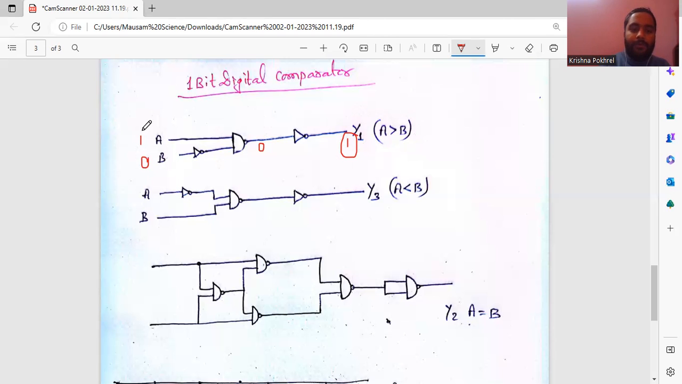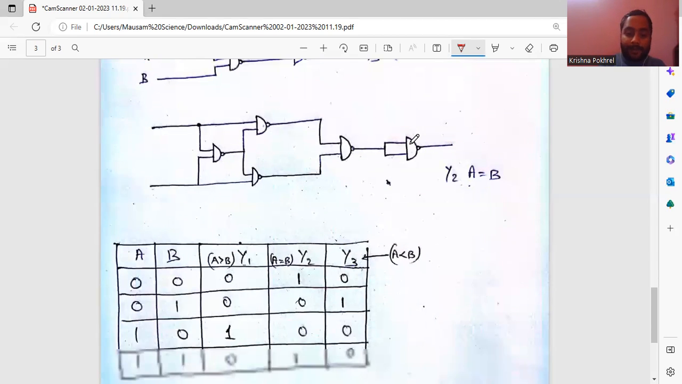I don't want to go through all the other terms. One thing I want to try here: out of the four combinations 00, 01, 10, 11, let us give A and B both equal to 1. That means 1 coming here and 0 here. The same thing happens, 1 and 0 then 1, and here it will be 0. Same thing. This is the circuit diagram of A greater than B, not the others, A greater than B only.